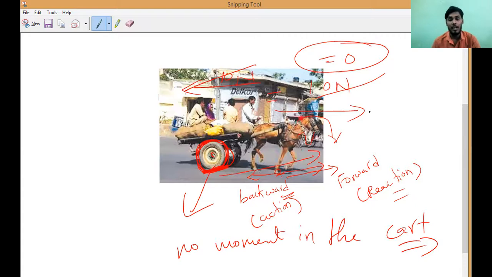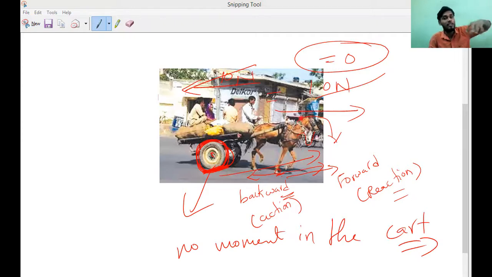Yes, but sir, still the cart is moving. Why? What is the reason behind it? Anybody? The horse exerts more force. Understand? It should be noted that the only force on the cart which determines whether the cart will move or not is the force exerted by the horse. The force exerted by the cart on the horse affects the horse alone.